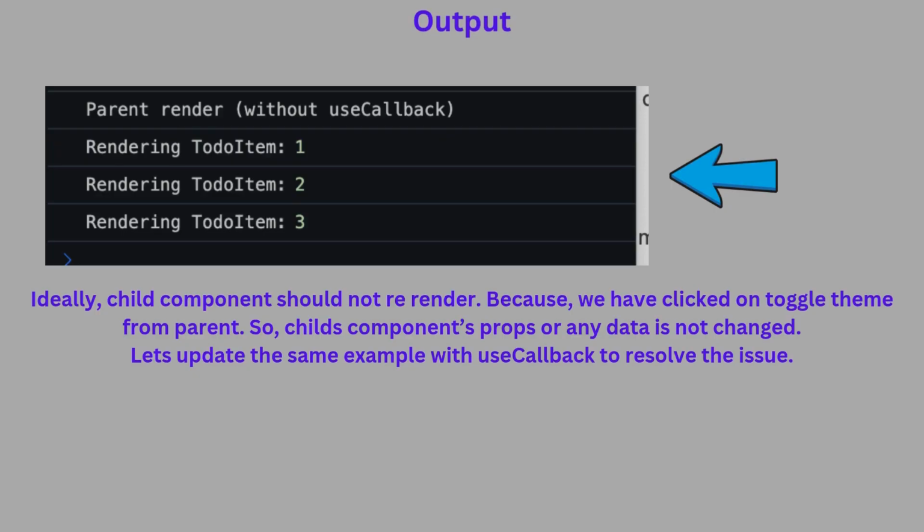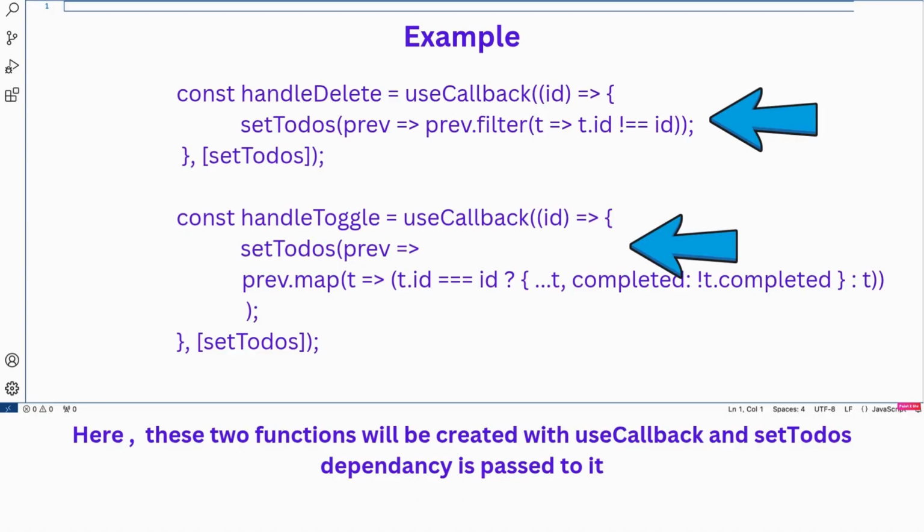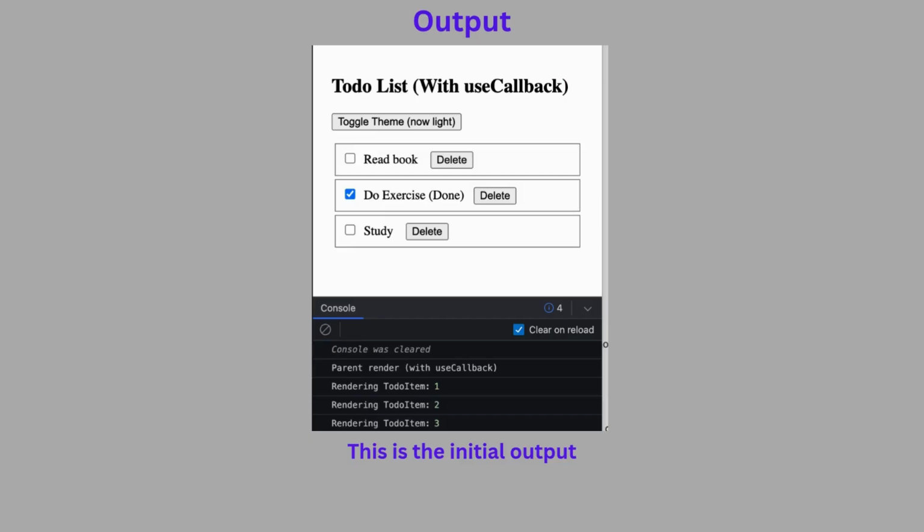Let's update the same example with useCallback to resolve the issue. The rest of the code would be the same, except for these two functions. Here, these two functions will be created with useCallback and the set to-dos dependency is passed to it. So, the function will be created newly only if the dependencies are changed. Let's check the output now. This is the initial output.